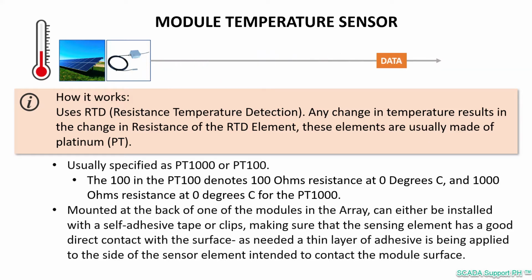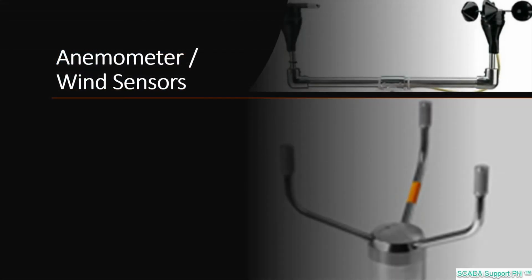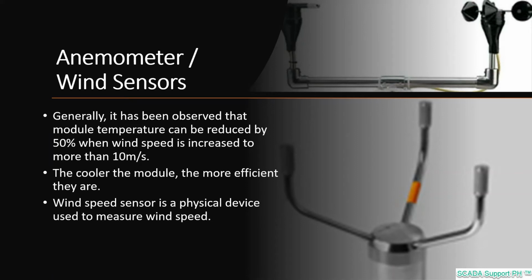These sensors are mounted at the back of one of the modules in the array with self-adhesive tape, clips, or as needed, a thin layer of adhesive is applied to the side of the sensor that is intended to make contact with the module surface. As a PV panel's efficiency is affected by temperature, measuring and understanding this information helps form a greater understanding of your panel's performance. Here is where the wind comes in.